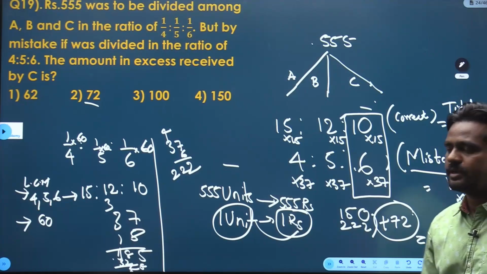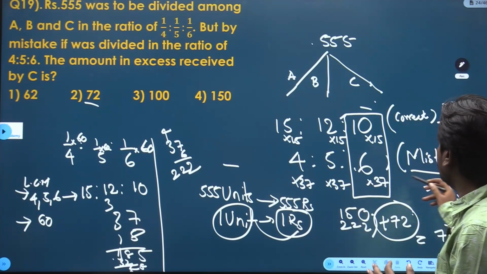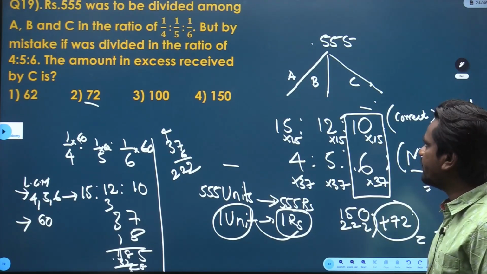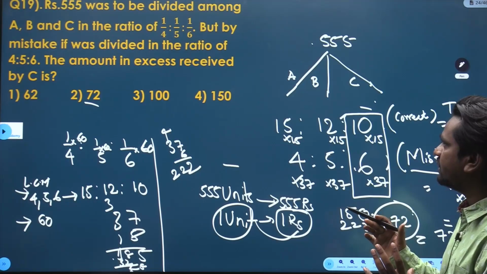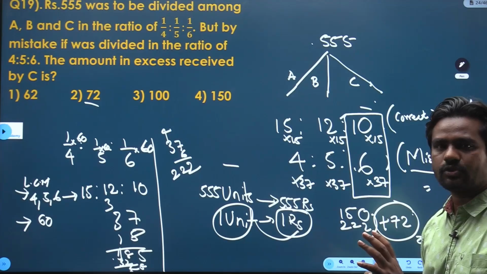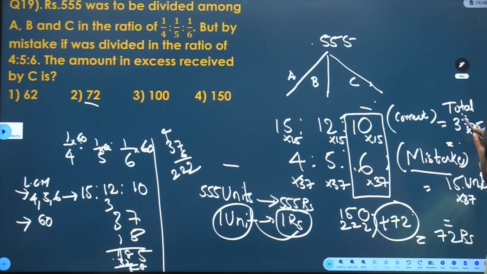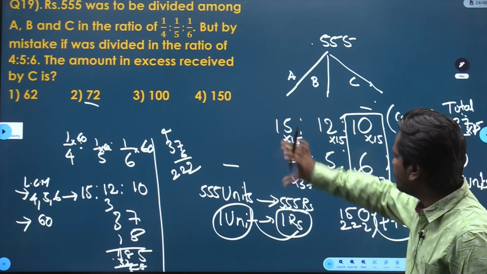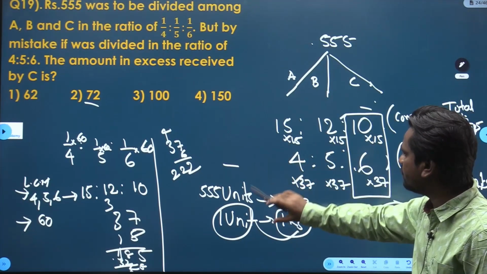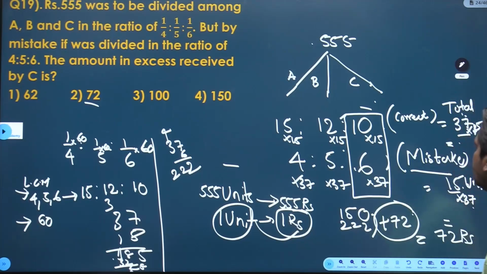So the sum has been distributed wrongly instead of correct distribution. What we have done is we have made the sum of units in the correct ratio and the sum of units in the wrong ratio equal. How do you do it? You do it by sum. We know sum 37, here sum 15. So you multiply this by 15 and this by 37, so that the summation of entire units is equal. So what is the entire unit summation? 555 units. We know the total value distributed is 555 rupees. That's why I got 1 unit equal to 1 rupee.